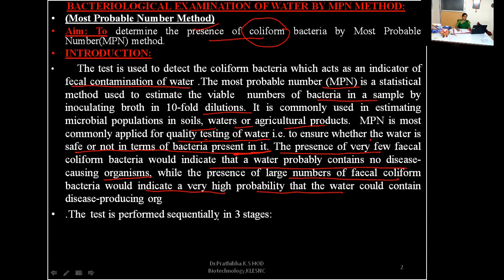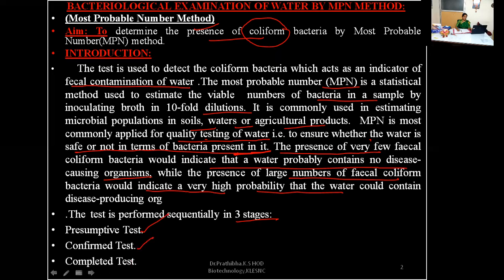This test is performed sequentially in 3 stages. We can detect the presence of coliform bacteria by using this methodology in 3 steps. The first one is the presumptive test, the second one is the confirmed test, and the next one is the completed test. If I'm going very quick, kindly pause this video and make a note. Let me go to the next slide.